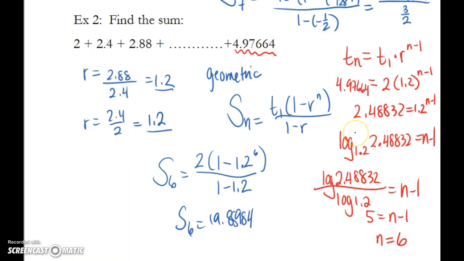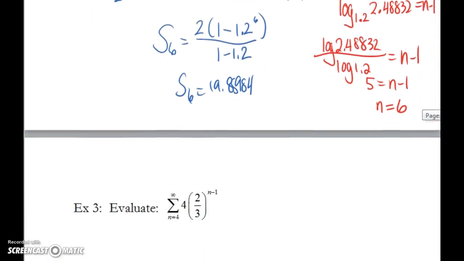19.85984, or the fraction equivalent. Alright, example 3, evaluate this sum. Now notice here that our sum is infinite. It goes on forever. And so let's take a look at the first few terms and then determine the type of series it is and see if we can actually find a sum.